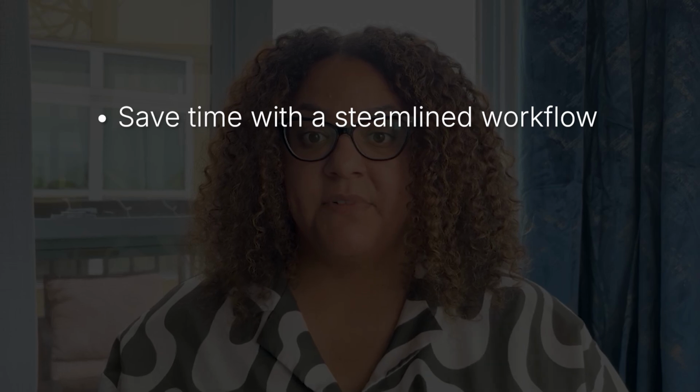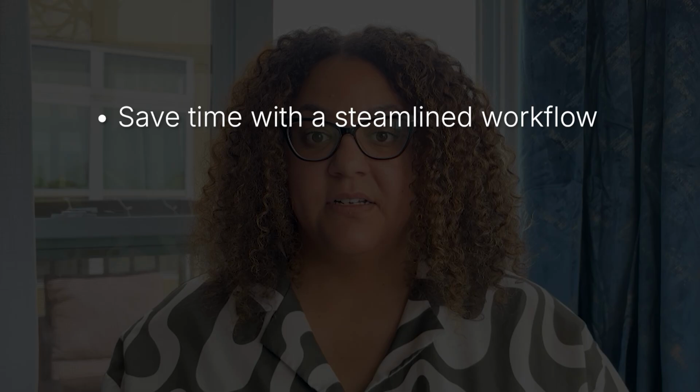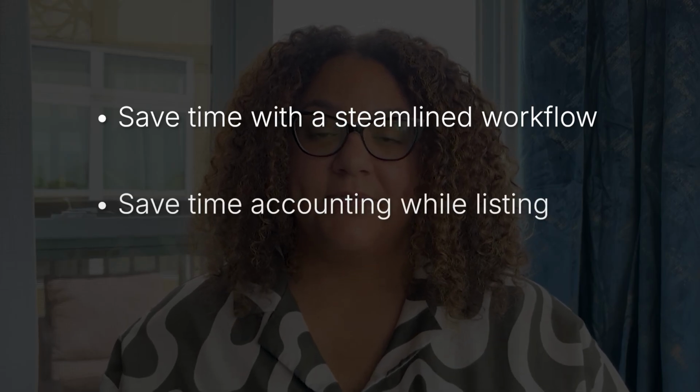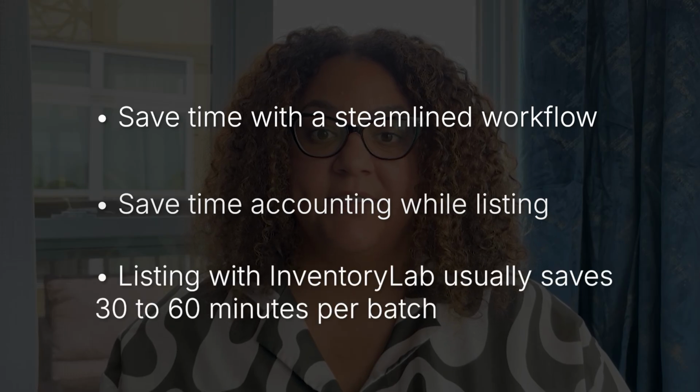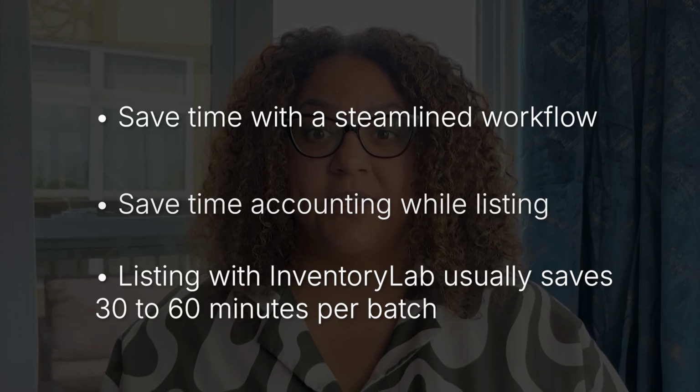Here's what you'll unlock with InventoryLab inside Seller 365. Save time with a streamlined workflow. Process shipments 30 to 40% faster. Simplify accounting while listing. No more entering costs separately. Batch time savings. Listing with InventoryLab typically saves 30 to 60 minutes per batch, compared to sorting through 30 up labels afterwards.